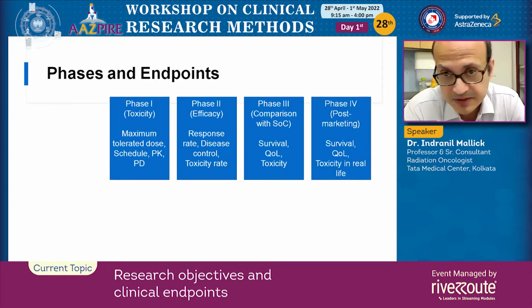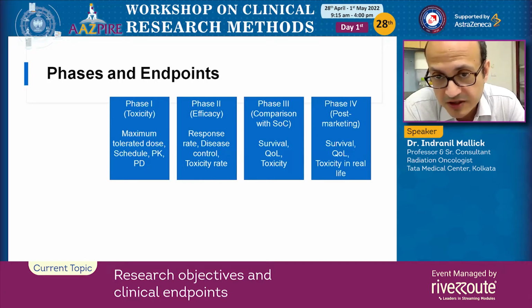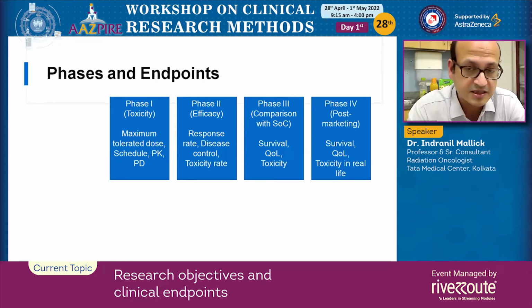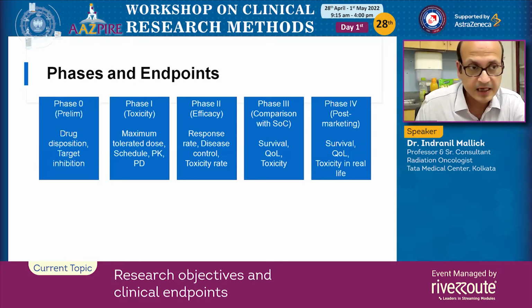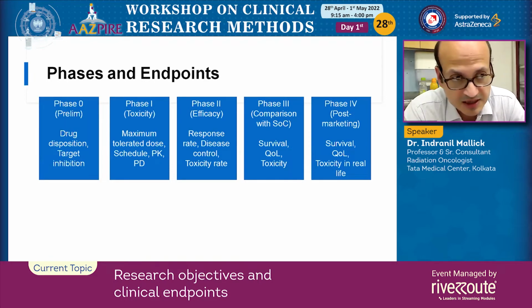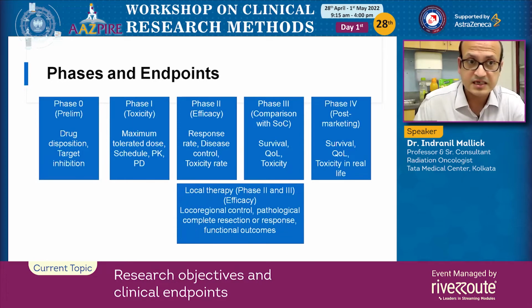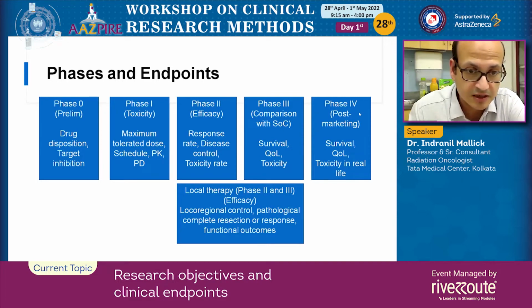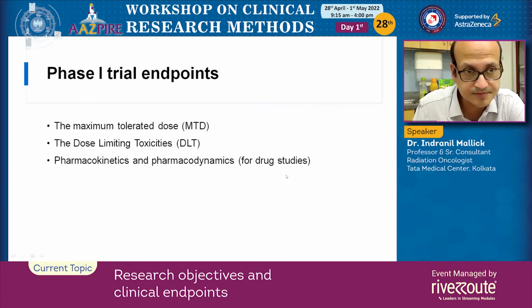Now, in a phase 4 post-marketing study, you're also going to look at survival, quality of life, but also look at toxicity in real life, keeping in mind that you may find rare toxicities that your trial did not pick up. Now, preliminary studies, especially in drug studies, you look at target inhibition, drug disposition. But all studies are not drug studies. They could be surgical studies of local therapy, for example, surgery or radiotherapy, where in an efficacy situation, you're going to often look at locoregional control, pathological complete resection or responses, and other similar outcomes or functional outcomes.